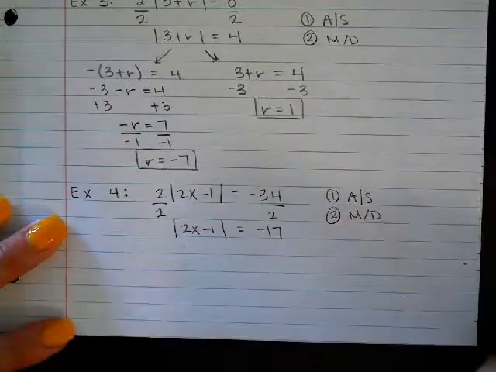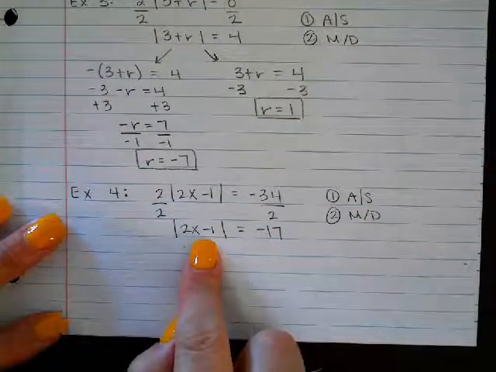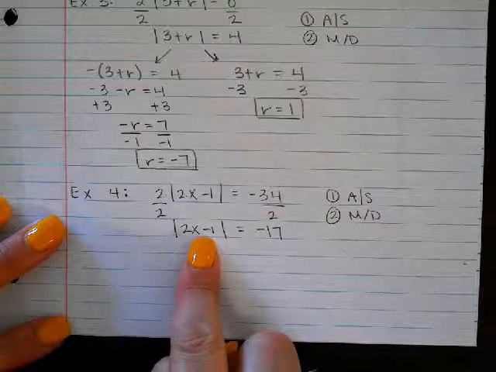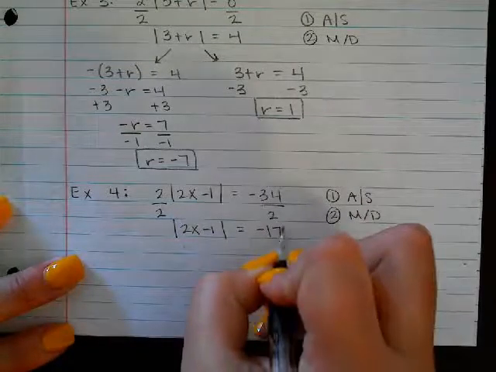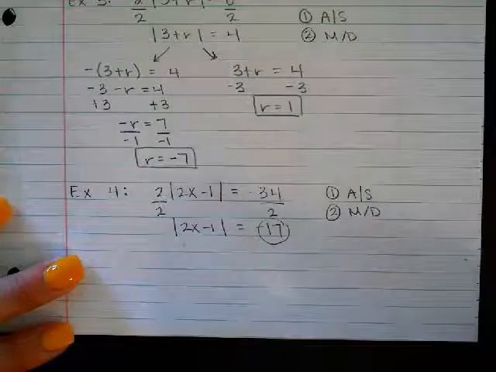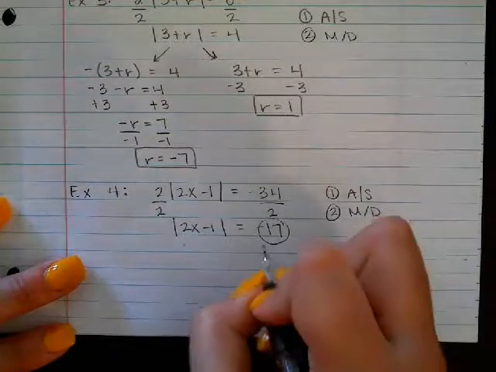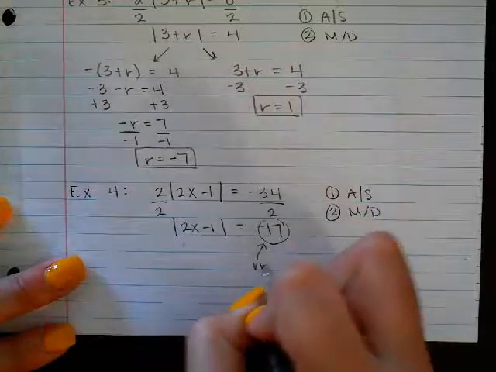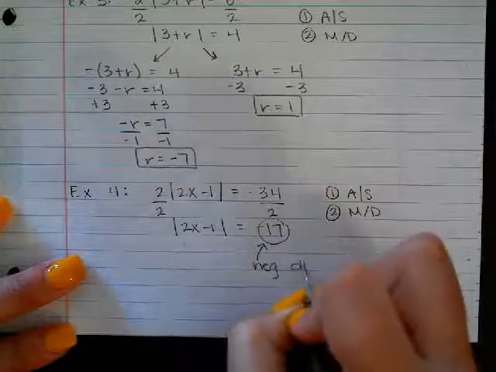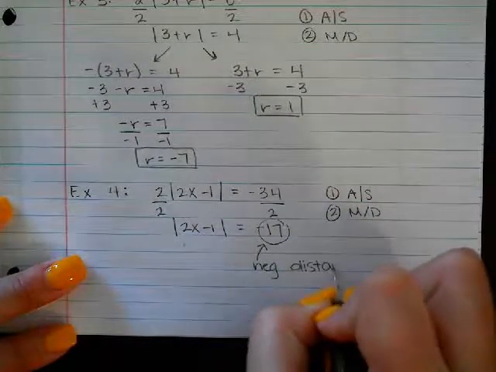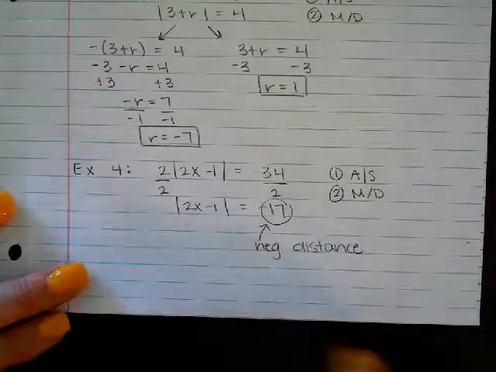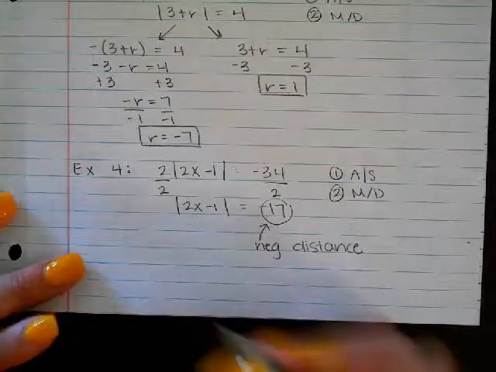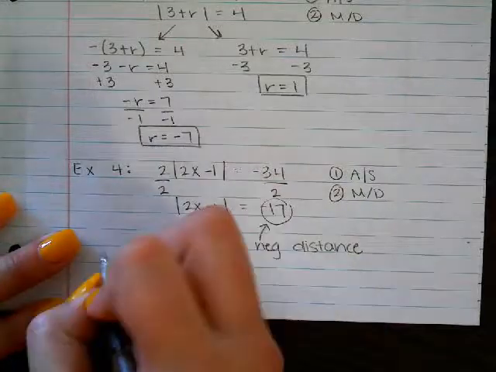And here we say that the distance of 2x minus 1 from 0 is a distance of a negative 17. That's not possible. You cannot have a negative distance. This right here is a negative distance. This is something you have to watch out for. Depending on what type of worksheet you're doing, this could be really common or not common at all. Depends on who your teacher is, who made the worksheet or activity.